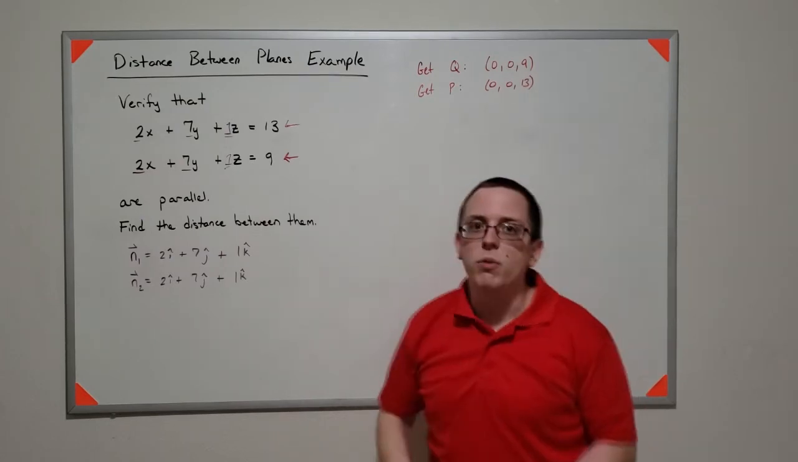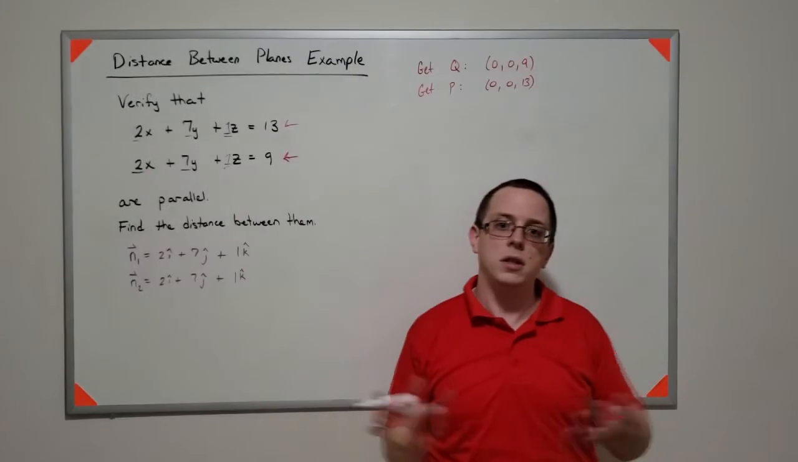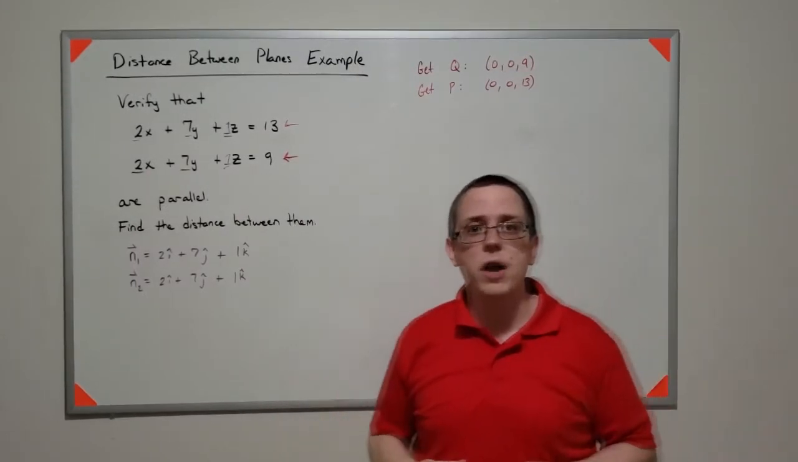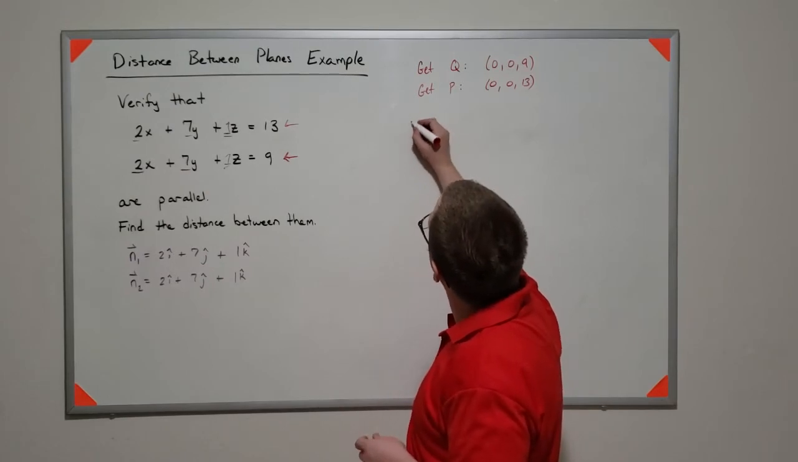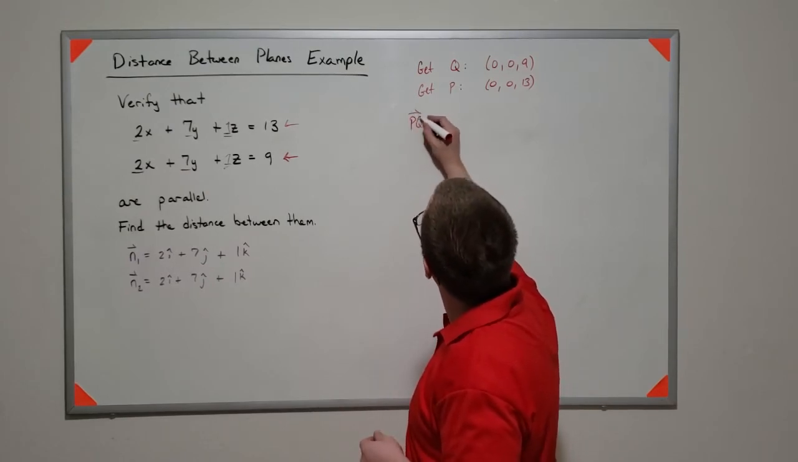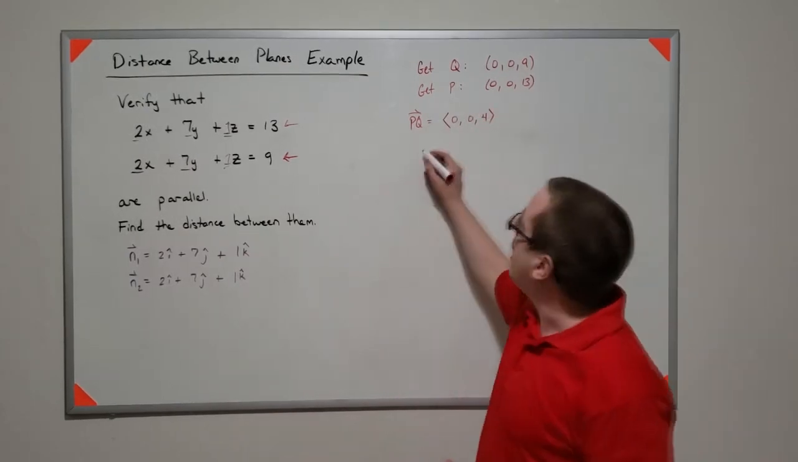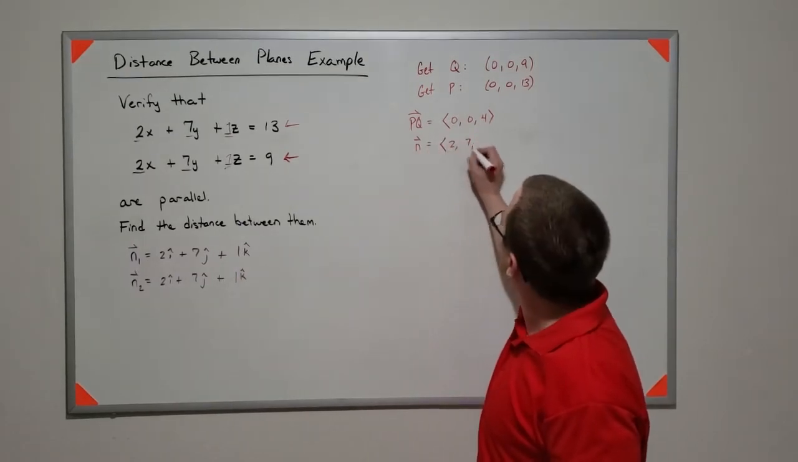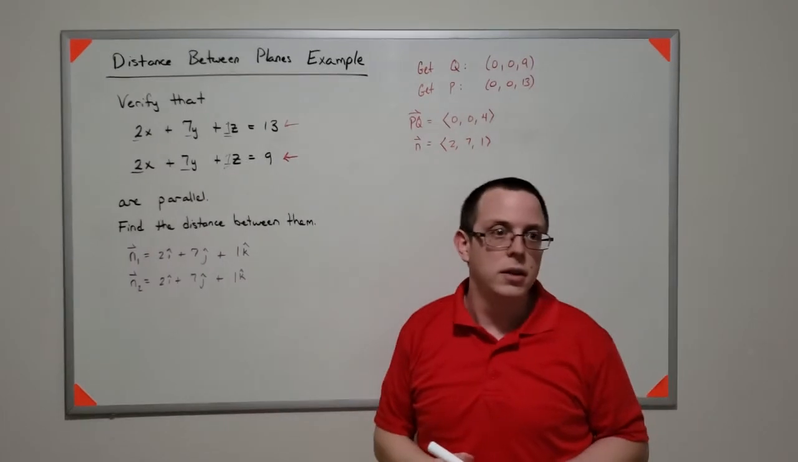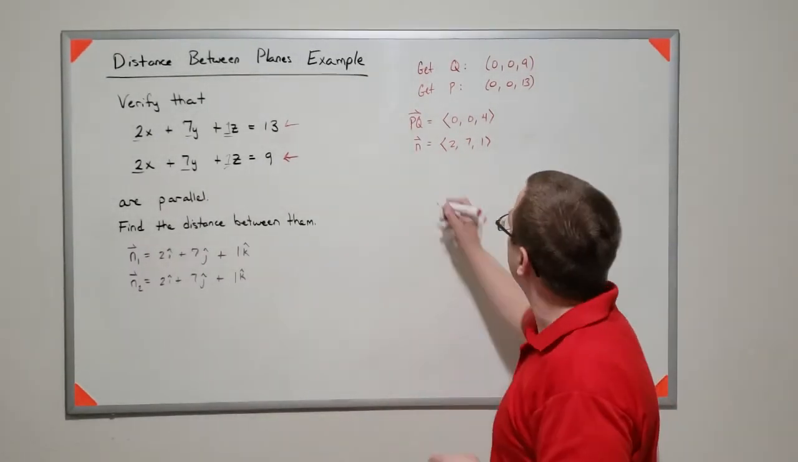And you're probably thinking to yourself, well, why are we even doing this? Like, the difference is 4, so the distance is going to be 4. Well, let's find out. So remember, the way that we want to do this is we need to get PQ. So PQ is 0, 0, 4. And then we have the normal vector, and the normal vector is 2, 7, 1. And then we can do PQ dot n.